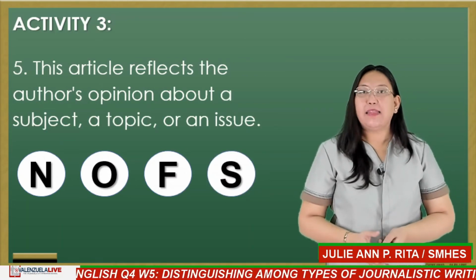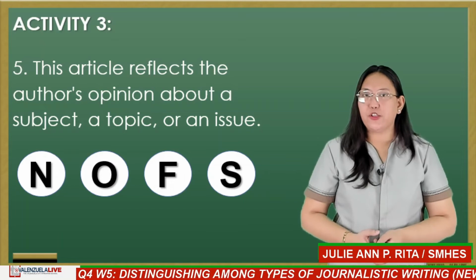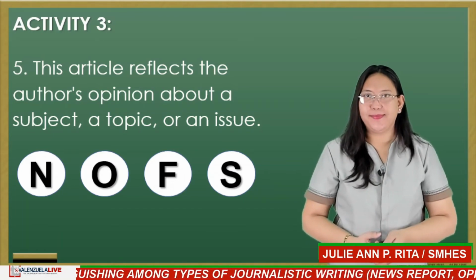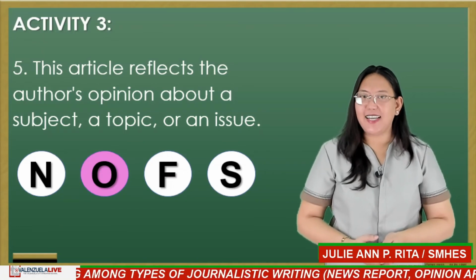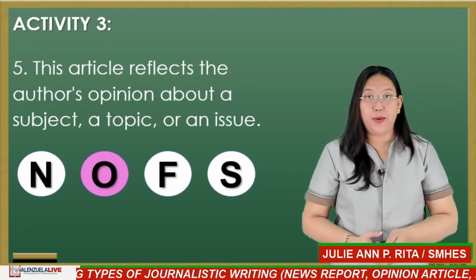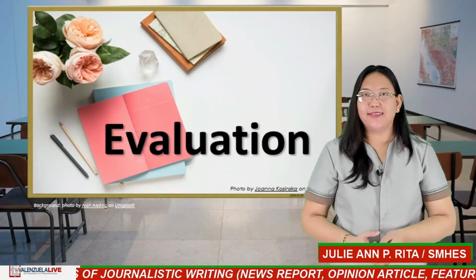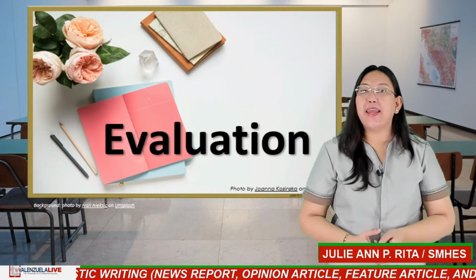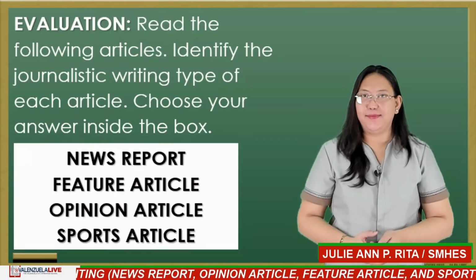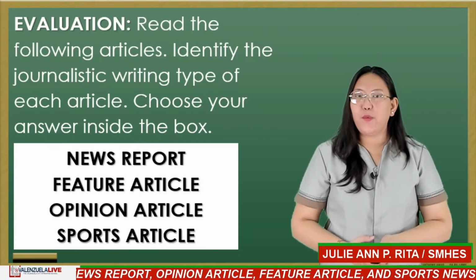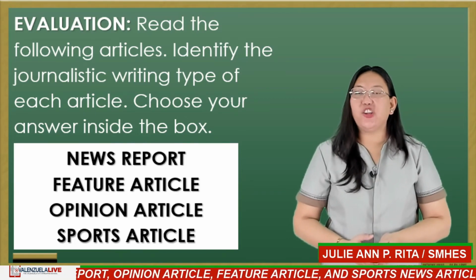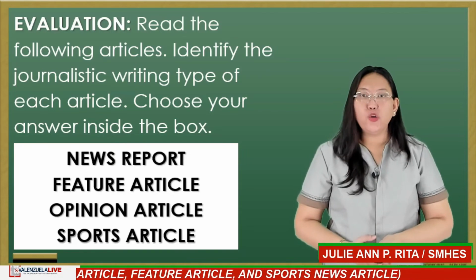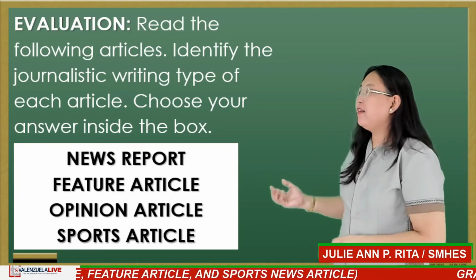Number 5. This article reflects the author's opinion about a subject, a topic, or an issue. Fantastic! The answer is O, opinion article. Let's find out how well you understand the lesson by answering this next activity. Read the following articles. Identify the journalistic writing type of each article. Choose your answer inside the box.